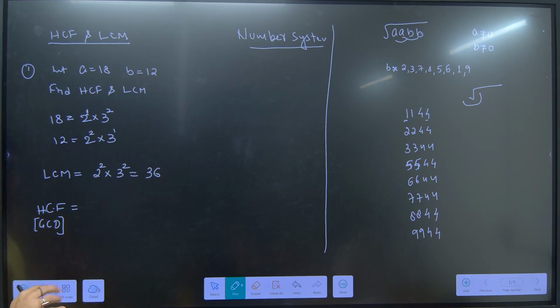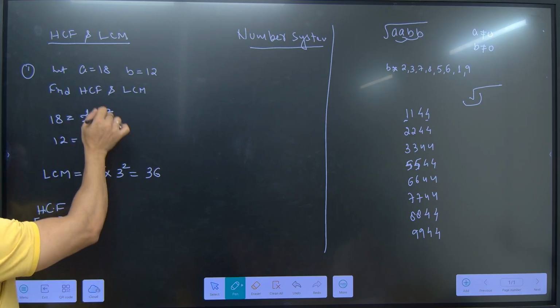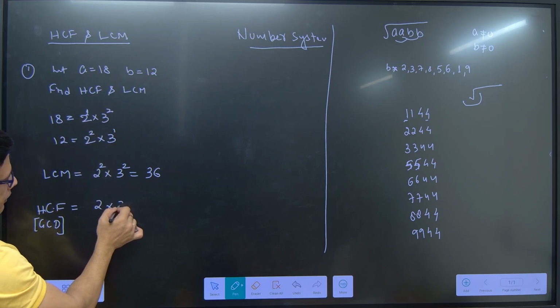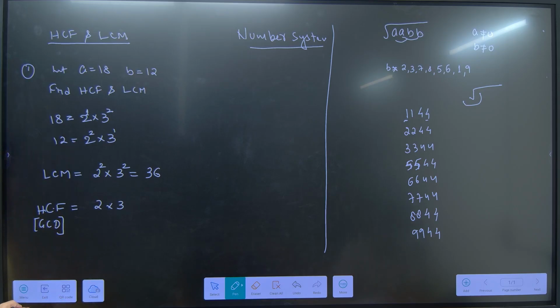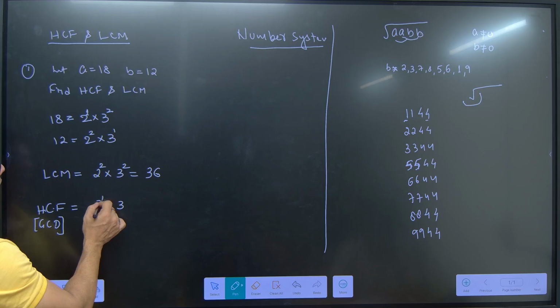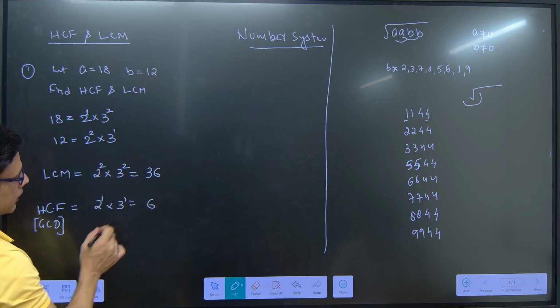For HCF, only the common prime factors. Only the common prime factors. Now 2 and 3 again are common, right? Right, 2 and 3. And for HCF, although it is called highest common factor, but you have to raise it to their lowest power. The lowest power of 2 is, lowest power of 3 is how much?